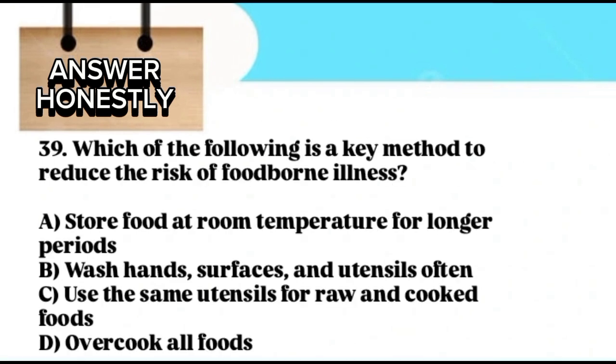Which of the following is a key method to reduce the risk of foodborne illness? A. Store food at room temperature for longer periods. B. Wash hands, surfaces, and utensils often. C. Use the same utensils for raw and cooked foods. Or D. Overcook all foods.